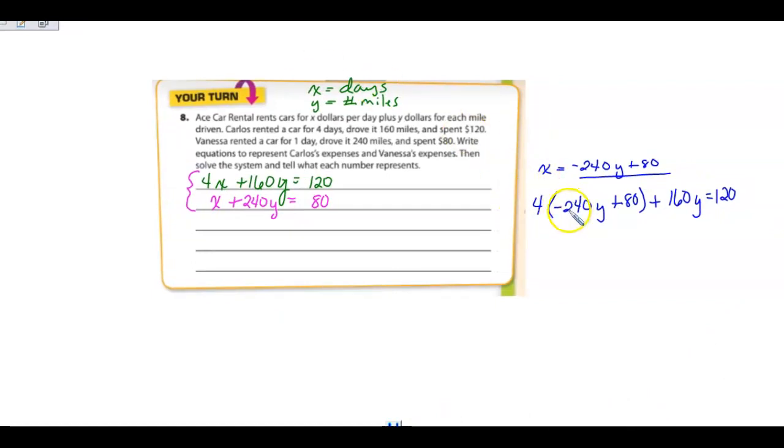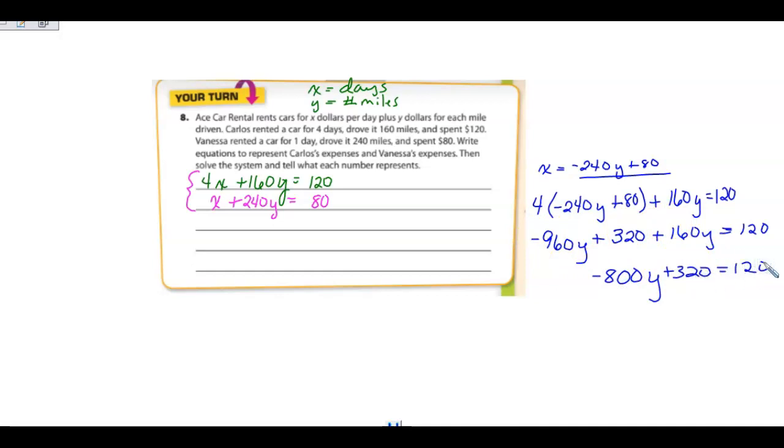Going to distribute first, and that gives me negative 960y plus 4 times 80, 320, plus 160y equals 120. Okay, combine my like terms. If I take negative 960 plus 160, I get negative 800y plus 320 equals 120.